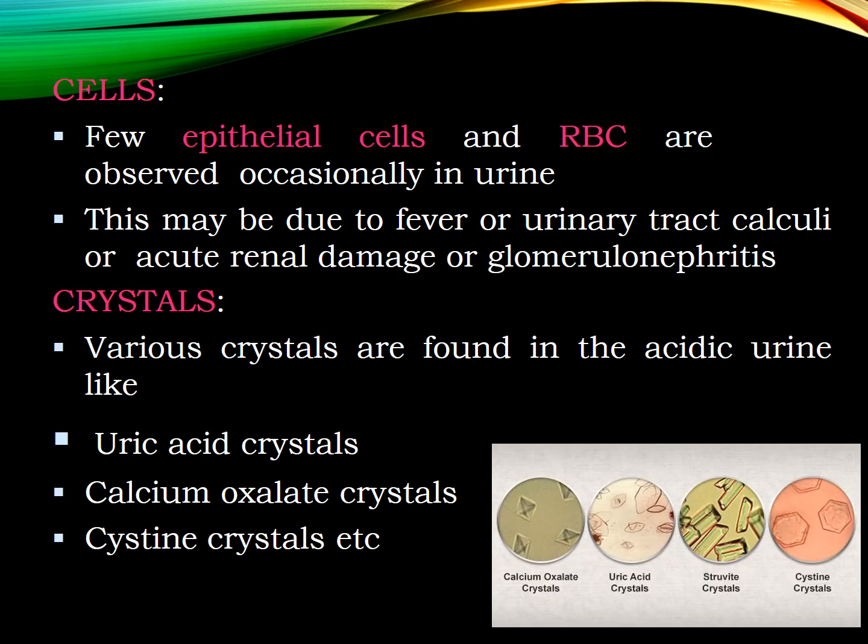In the microscopic examination of a urine sample of a patient who is suffering from fever, urinary tract calculi or acute renal damage, we can observe epithelial cells and RBC cells. Various crystals are found in acidic urine, such as uric acid crystals, calcium oxalate crystals and cysteine crystals. Acidic urine is most commonly seen in patients on a high protein diet.